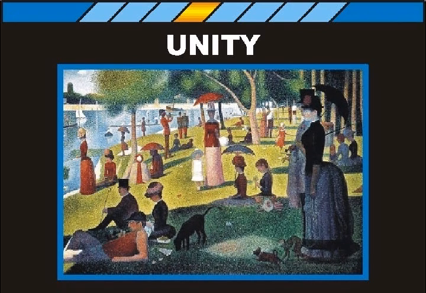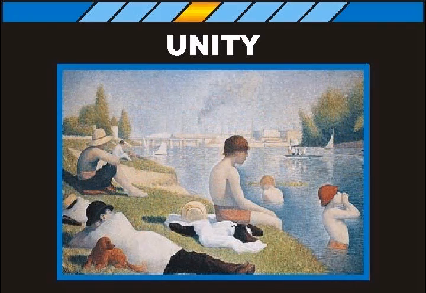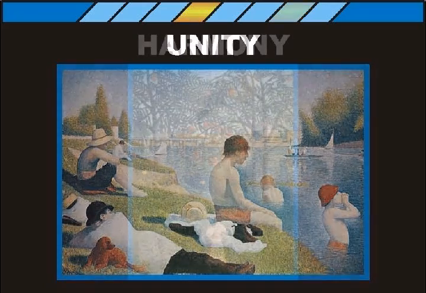In A Sunday Afternoon on the Island of La Grande Jatte and in Bathers at Asnières by Georges Seurat, the artist achieves unity by using a texture. He uses tiny dabs of paint, known as pointillism, throughout his artwork.